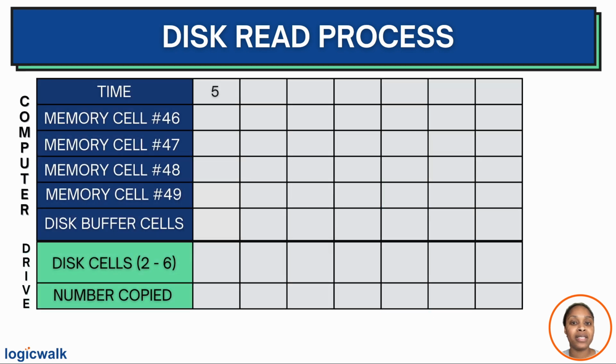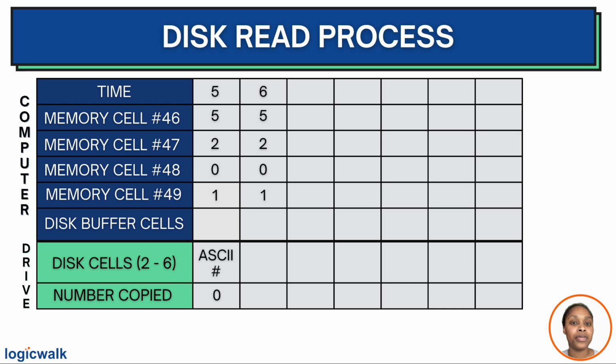At time 5, we see that the computer memory cell 46 contains 5, the data size. Memory cell 47 contains 2, the start disk index. Memory cell 48 is in read mode, and memory cell 49 has a 1, which signals disk A. The hard drive shows that the number copied is 0, and disk cells 2 through 6 hold the ASCII values that will be read. Because the number copied is less than the data size, the hard drive begins copying values from its disk cells into the disk buffer.